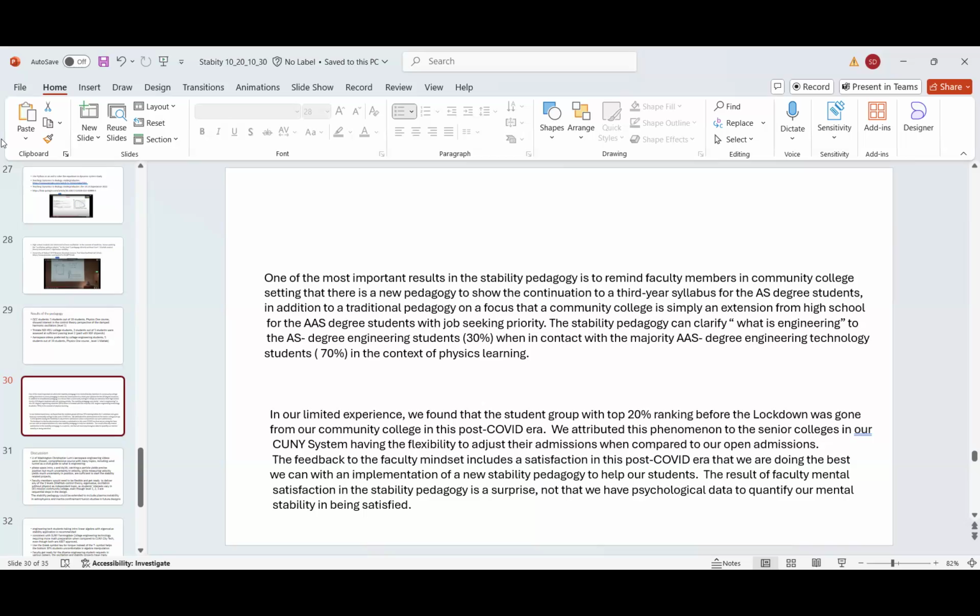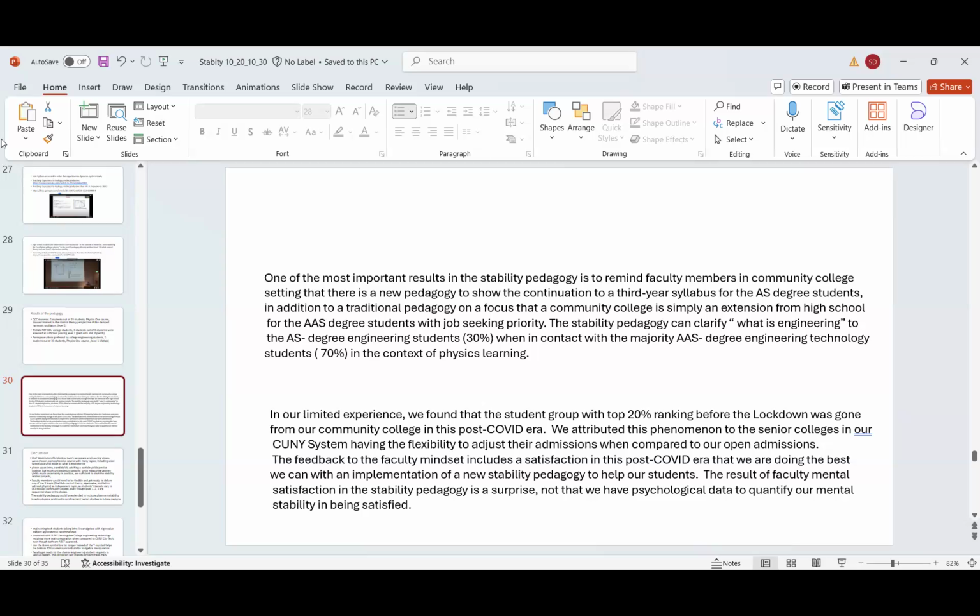For applied science associate degree students with job-seeking priority, the stability pedagogy can clarify what is needed. As associate degree engineering students, 30% when in contact with the majority of the AS degree engineering tech students, 70% in the context of physics learning. So in our limited experience, we found more students in the group with top 20% ranking before the lockdown at our community college in the post-COVID era.